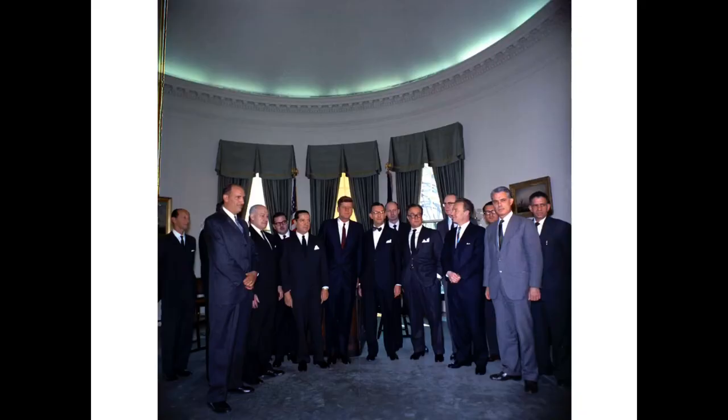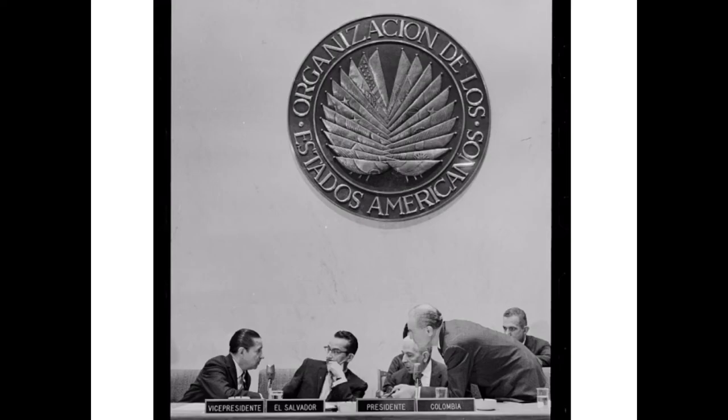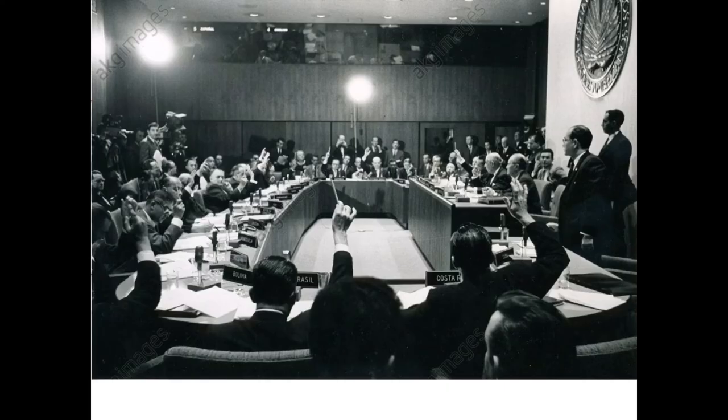And the Americans also appeal to the Organization of American States. Here you can see Kennedy in the middle with the members of the different states in North America. This is the Secretariat, and the OAS meets. Here's the Council of the OAS, and this is an OAS meeting itself. And the OAS ultimately supported the American position against Cuba during the Cuban Missile Crisis.